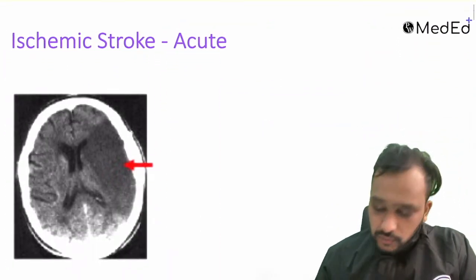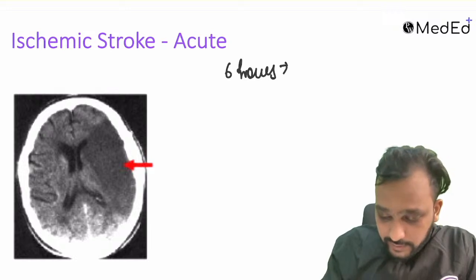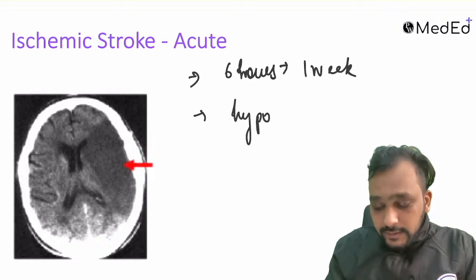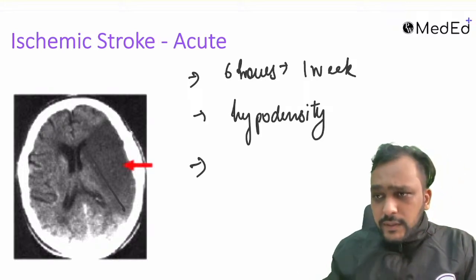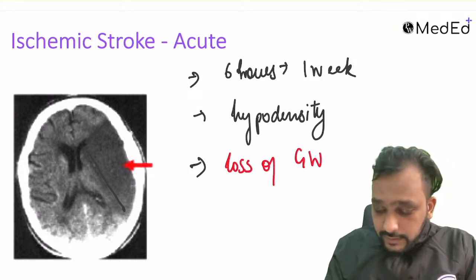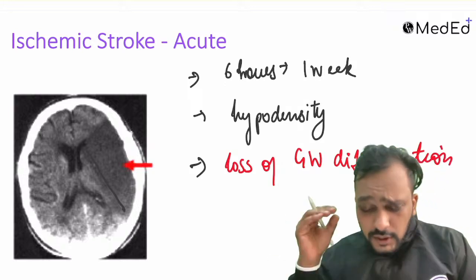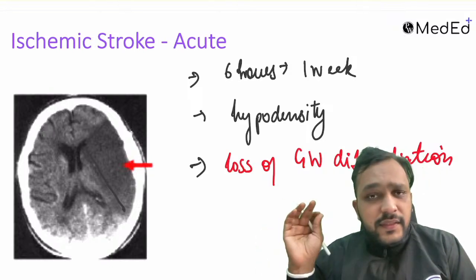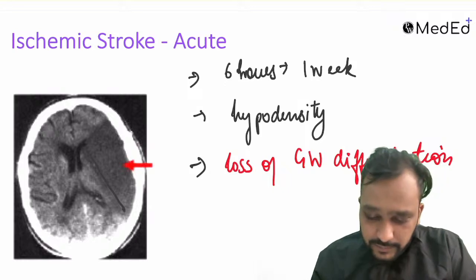Coming to acute ischemic stroke, this is the stroke that occurs between 6 hours to 1 week. What happens in this stroke? This appears as an area of hypodensity. A wedge-shaped area of hypodensity can be seen, and there is loss of gray white matter differentiation. So if you are able to see these three features, hypodensity, loss of gray white matter differentiation, and the time is between 6 hours to 1 week, then you are going to think of acute ischemic stroke.